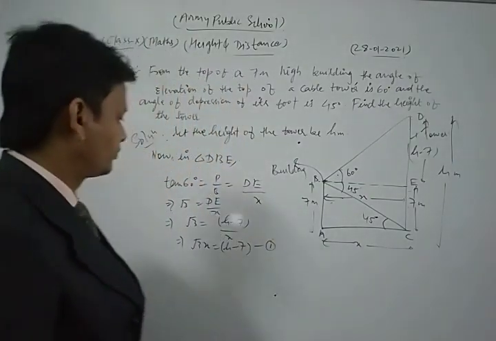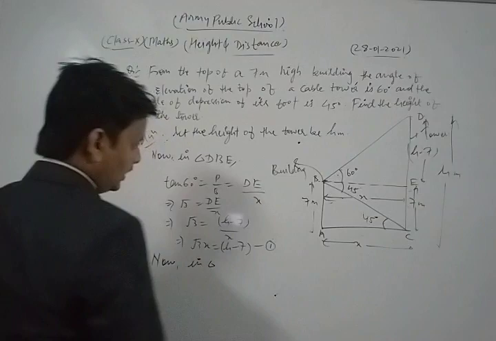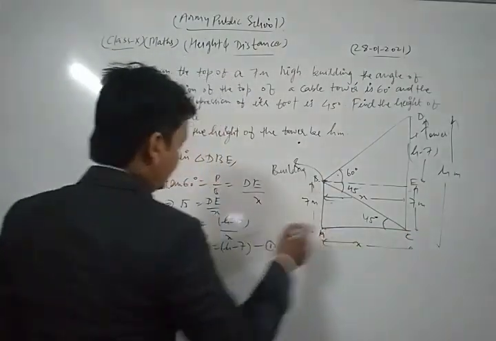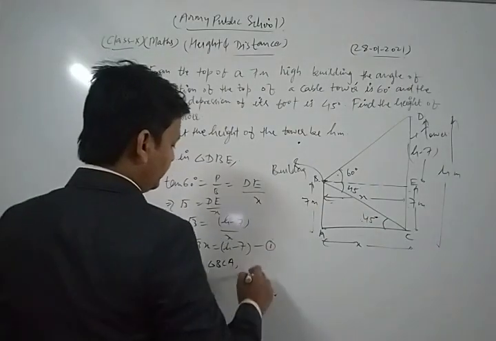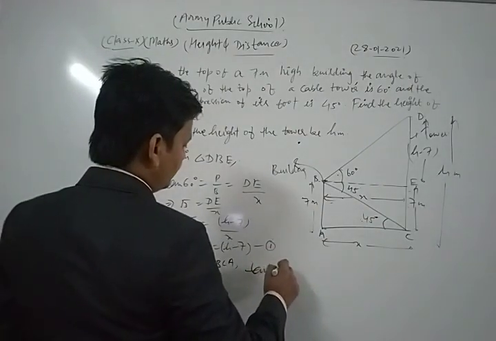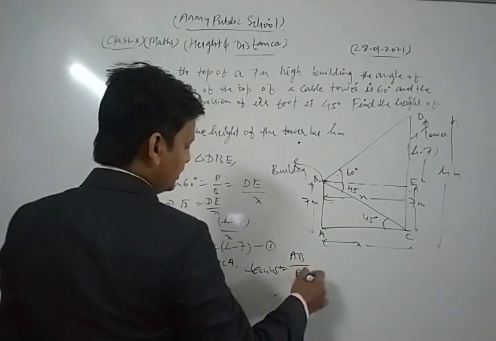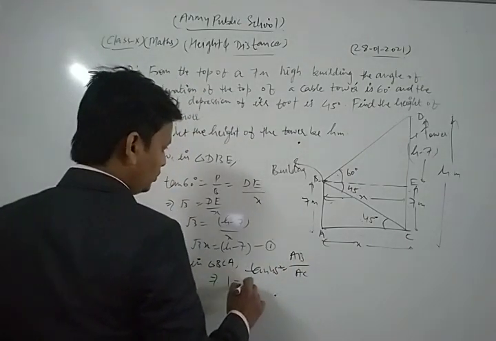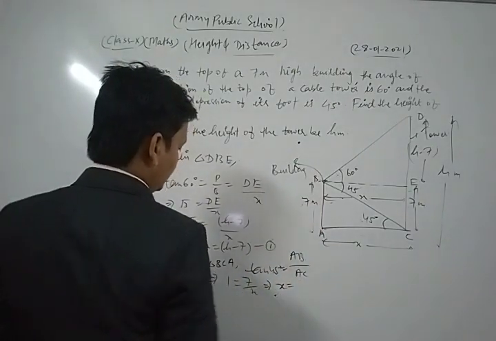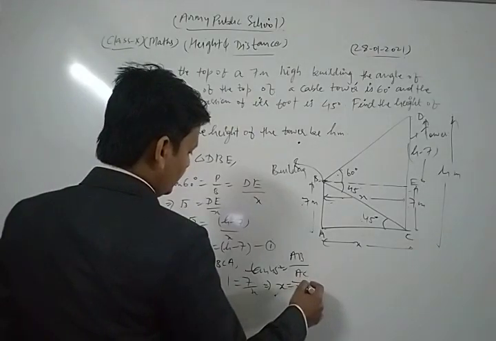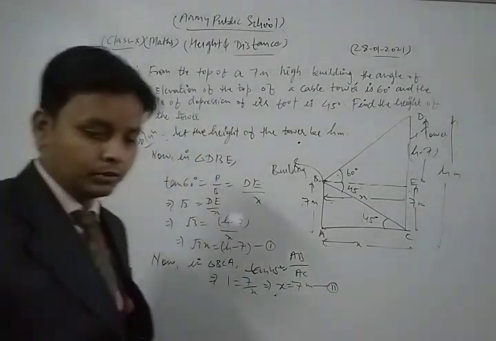Now in triangle BCA we apply tan 45. The perpendicular is AB, which is 7. The base is AC. So we get 1 is equal to 7 upon x. So the value of x is 7. We take this as equation number 2. Now let's see what we do using 1 and 2.